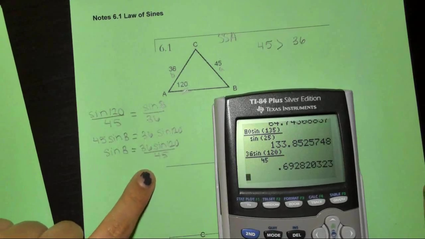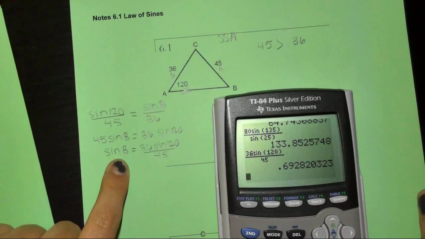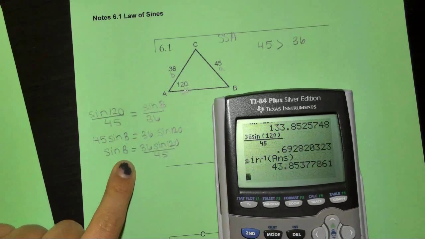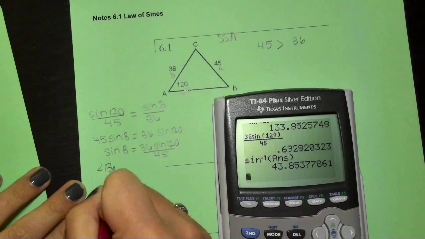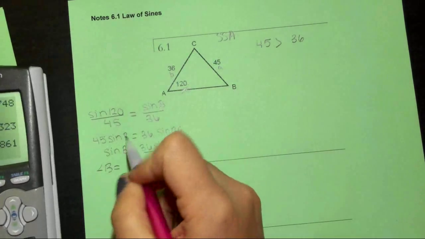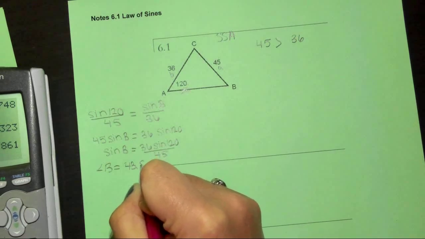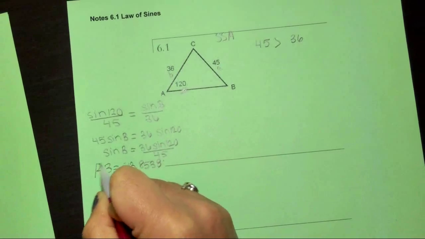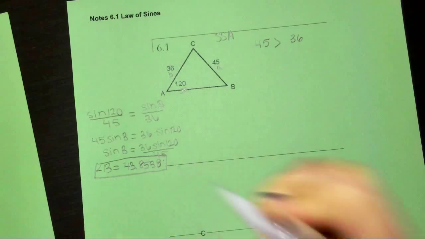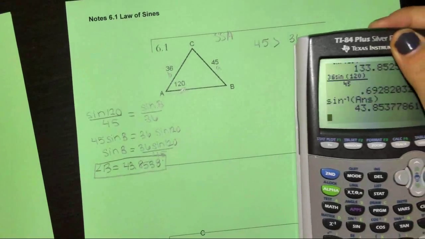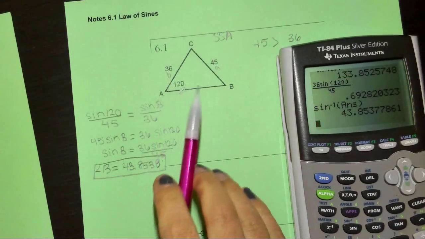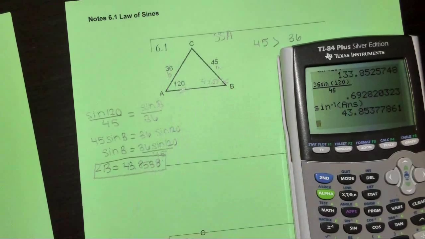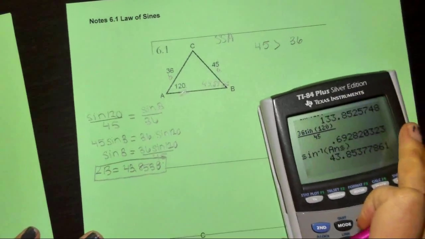Okay, so that gives you that fraction, and in order to find out what value that angle is, you need to use the inverse sine. So angle B is 43.8538 degrees. Now we know that angle B is 43.8538 degrees.